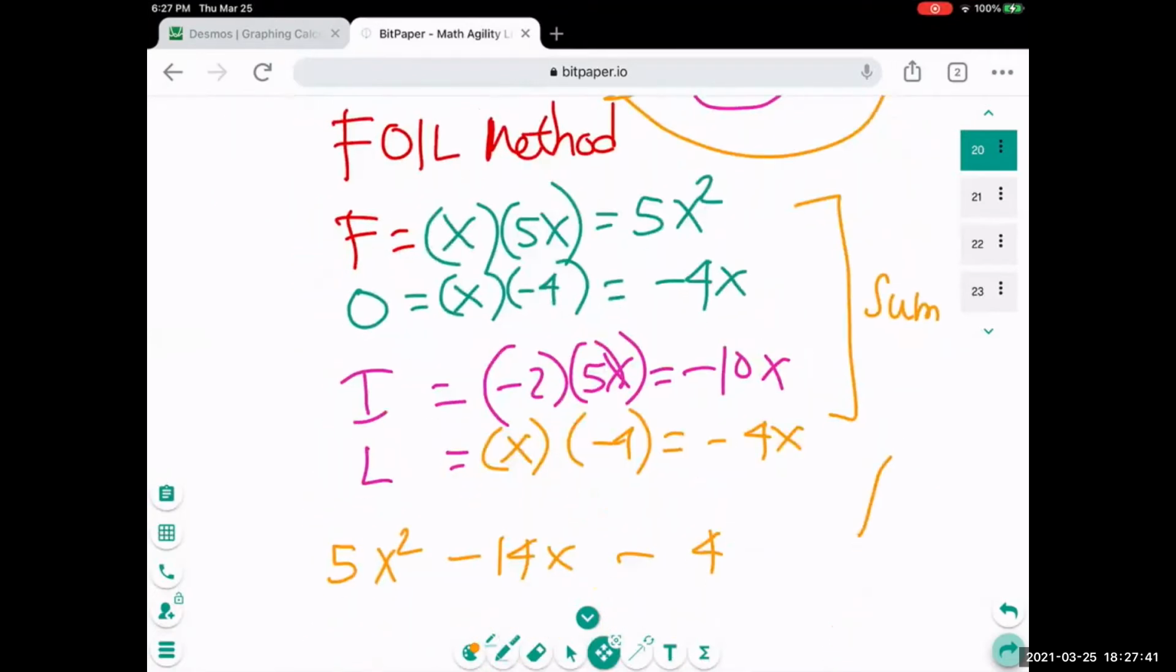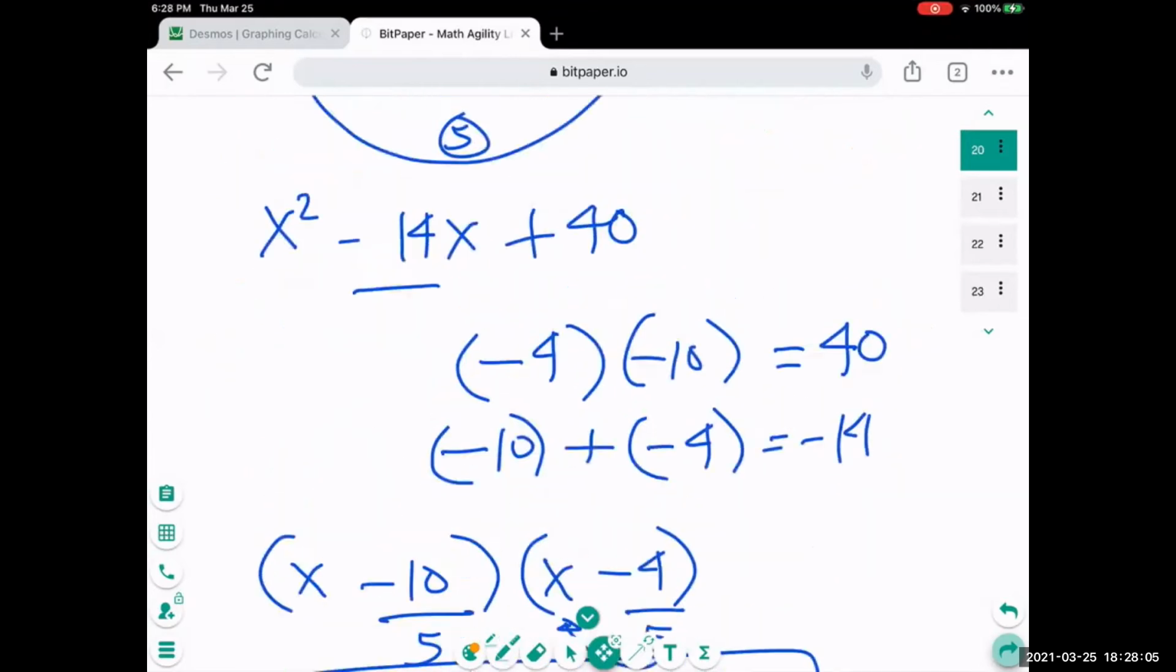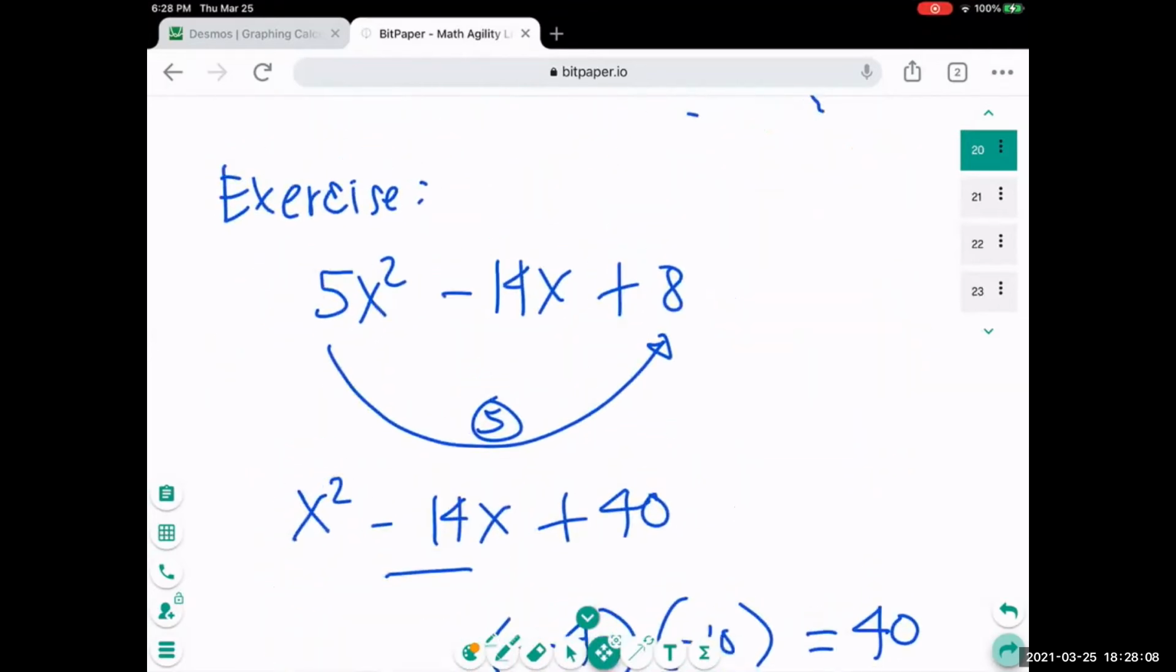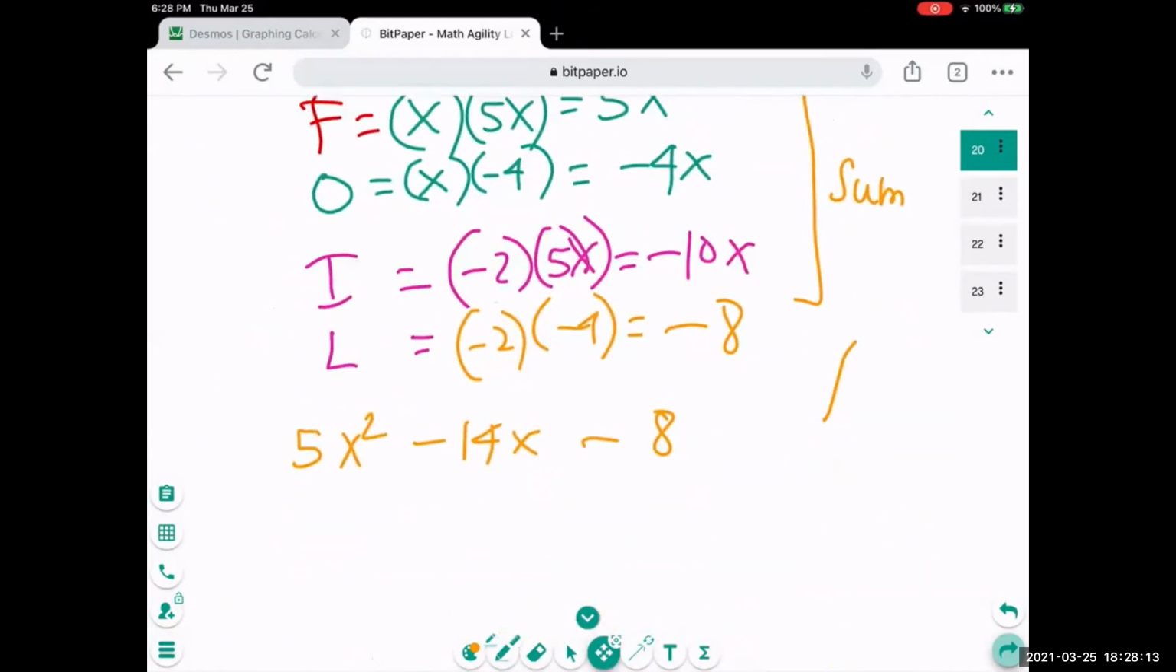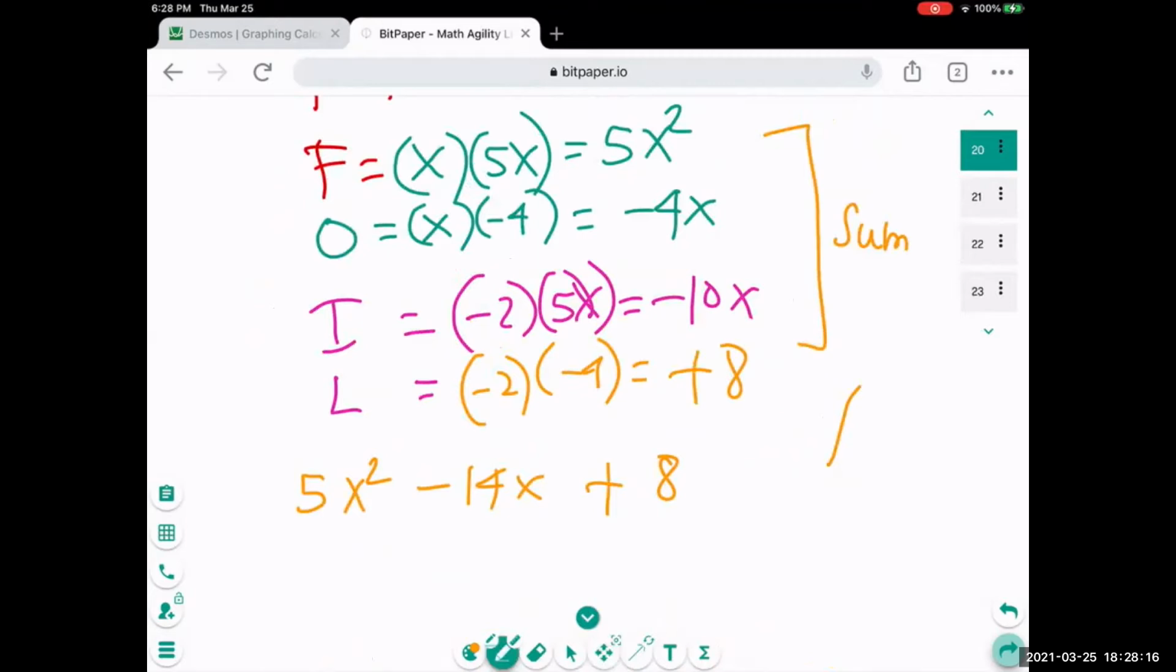Sorry, negative 2. This is negative 2. So this is negative 8. This is negative 8, all right? And this is negative 8 here. So bumalik pa rin siya dun. It reverted back dun sa original equation natin or original polynomial natin, which is 5x squared minus 14x plus 8. Plus 8, sorry. Plus 8, plus 8. Because negative times negative is positive. So ito pa rin yung ating sagot.